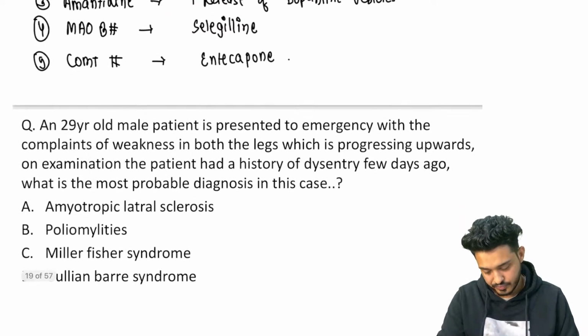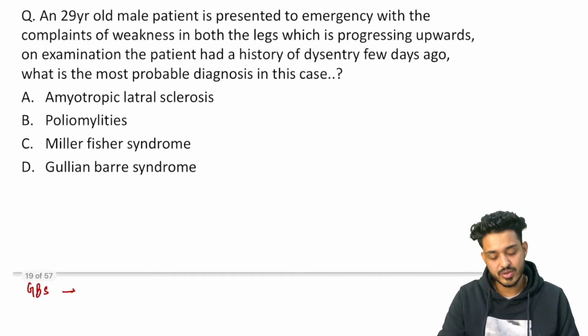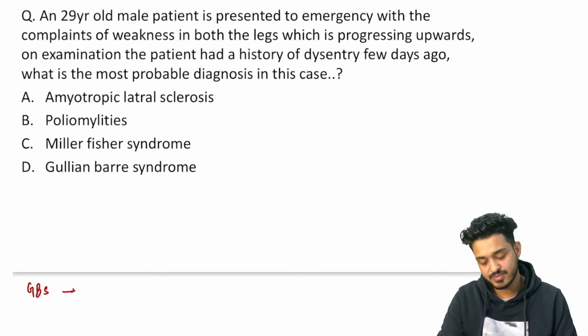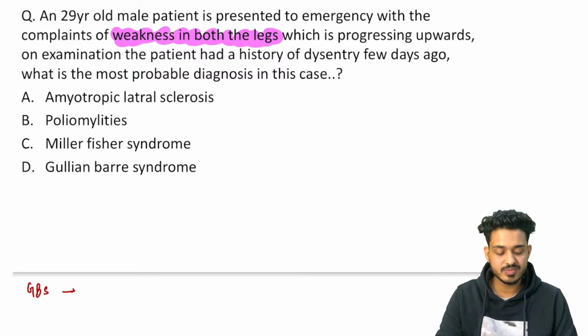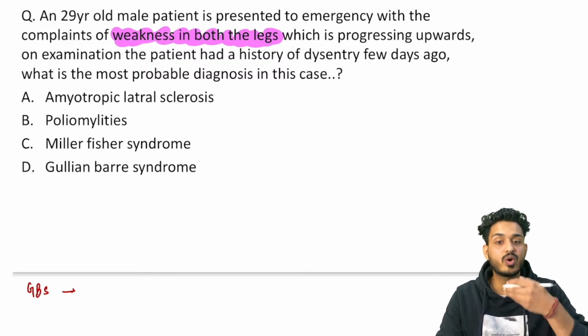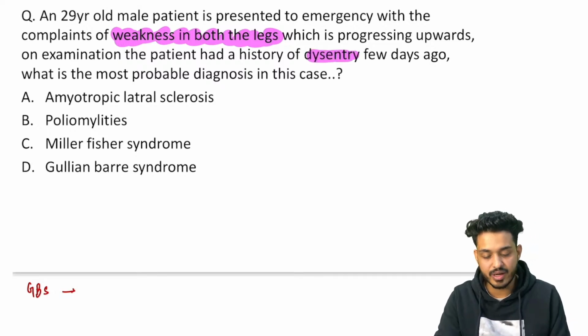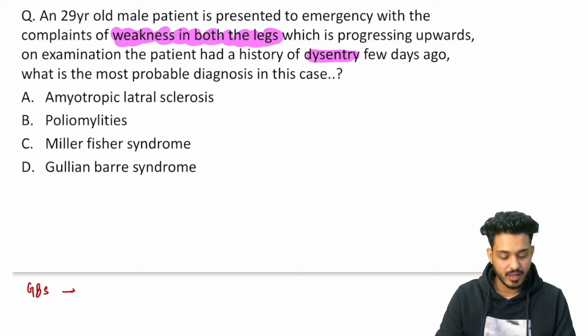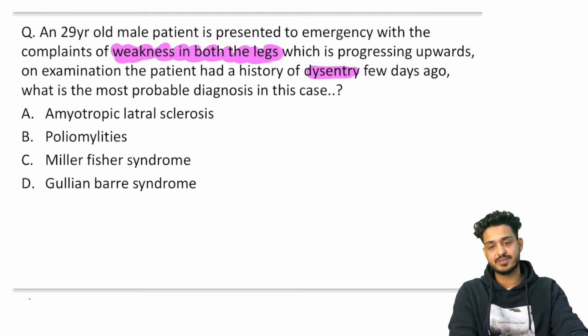Okay, next question we are having. A 29-year-old male patient presented to emergency with the symptoms of, what is the complaint this particular patient is having? Weakness in both the legs, which is progressing upwards. On examination, the patient had a history of dysentery. Very, very important, dysentery history, right? A few days ago. What is the most probable diagnosis in this particular case?